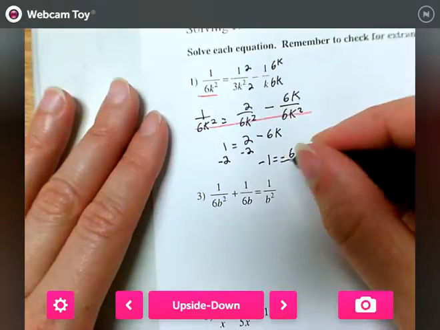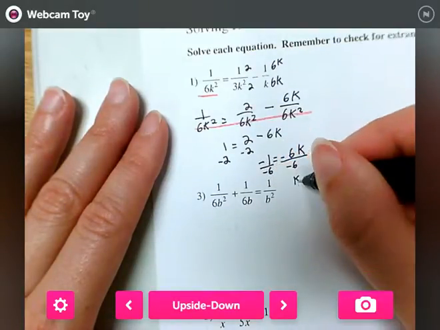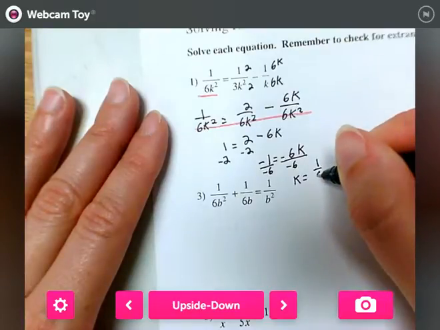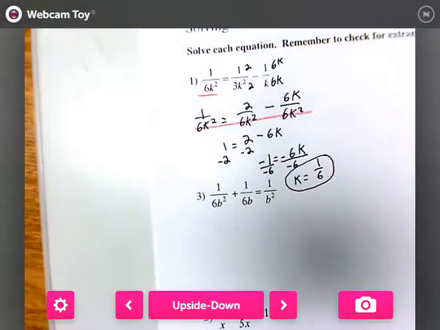Divide both sides by negative 6. A negative divided by a negative is a? K equals 1 over 6. K equals 1 over 6, yes. We feeling pretty good about that?